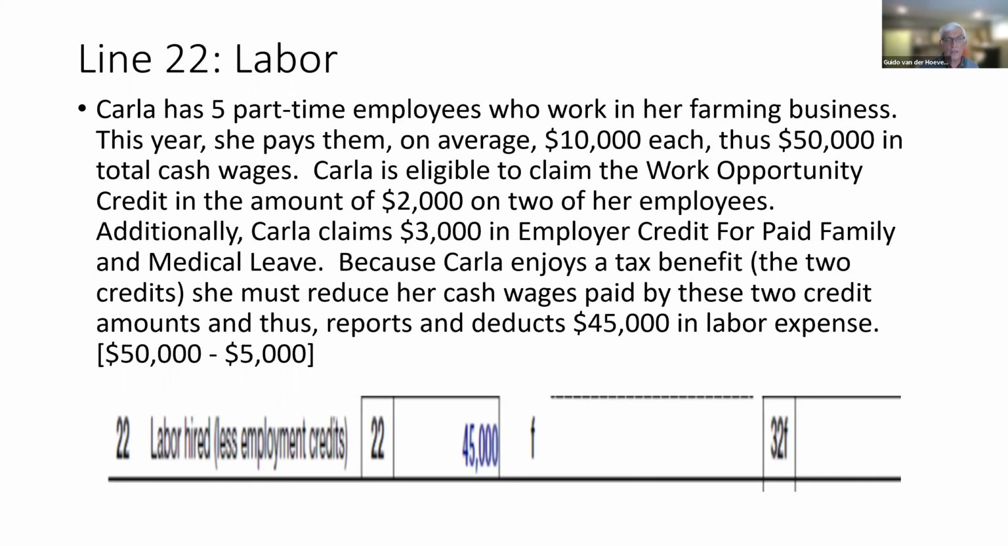However, if you get some opportunity to get a credit as part of an inducement to get employees, and in this case, we've got Carla, she's able to claim the work opportunity credit, and she also gets another credit, the employer credit for paid family and medical leave, so a total of $5,000. She's going to have to reduce that $50,000 by the 5. In other words, IRS doesn't want her to get a double goodie, if you want to think about it that way. So you'd have to make that adjustment on line 22 and report the 45 as illustrated in this particular example.